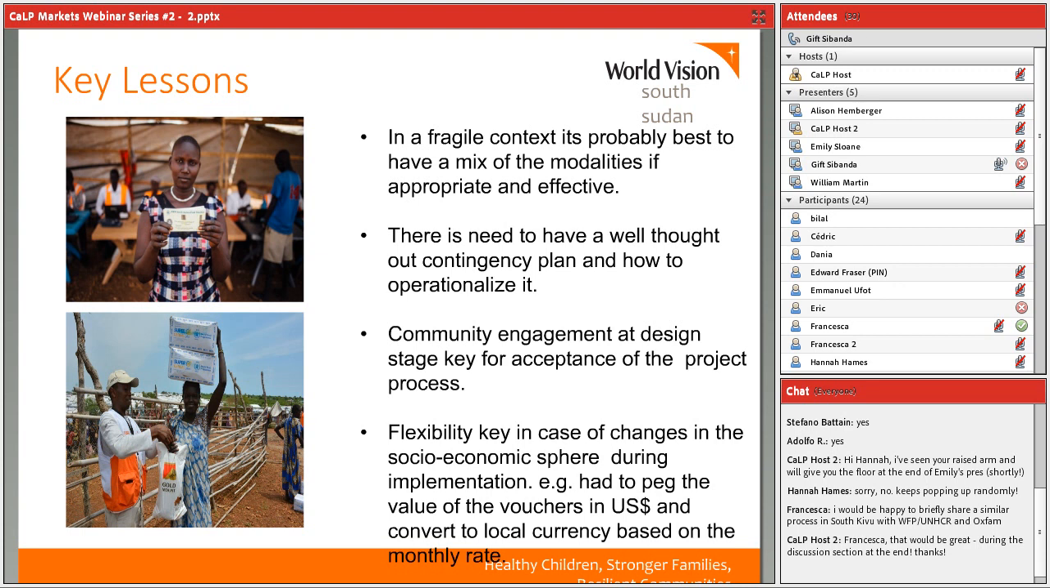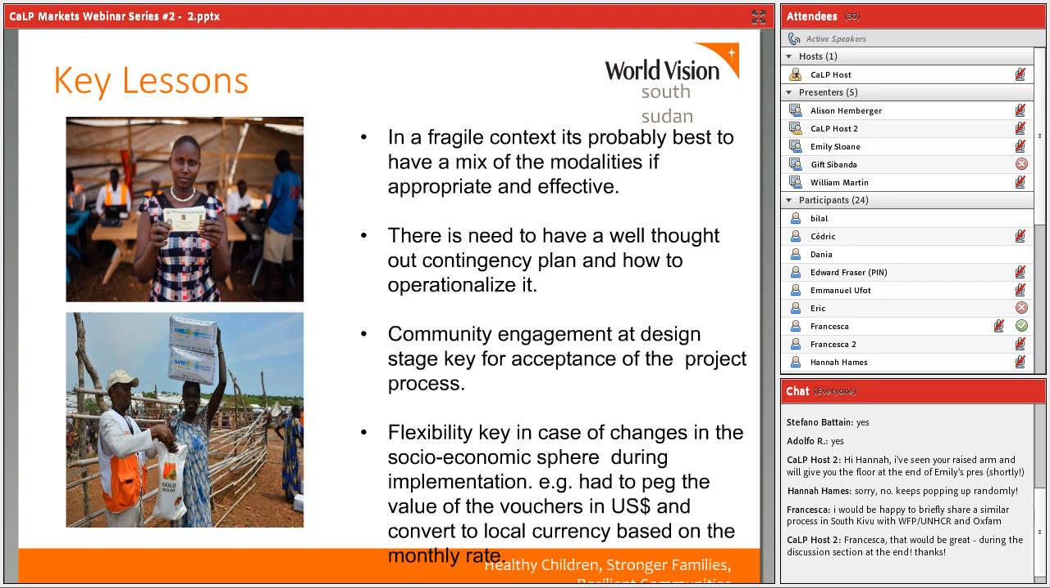One of them is that in a fragile context, it's always best to have a mix of modalities, if this is appropriate and effective, just in case one works and the other does not work. Because in a fragile context, anything is possible. The situation may be normal today, but tomorrow it can definitely change.